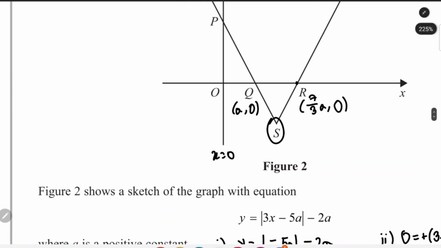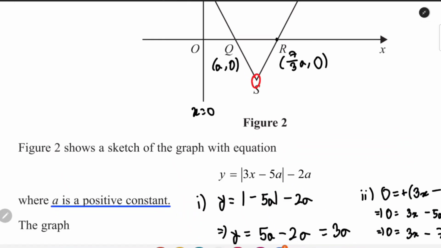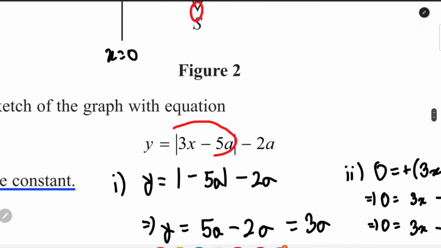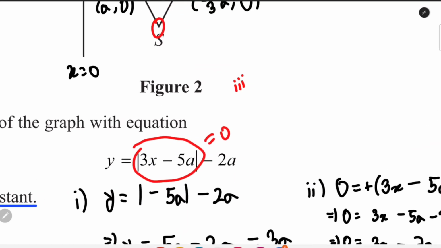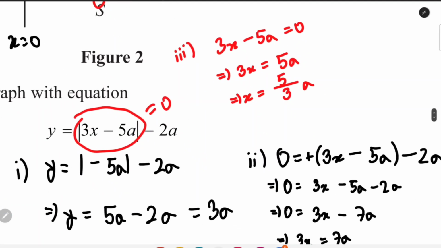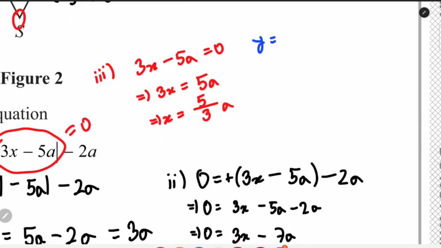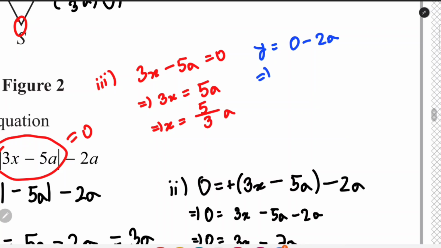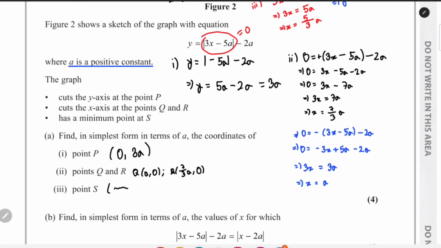Finally, we have to find point S, or the turning point over here. Now for any turning point, the modulus part must be equal to 0. So we have to solve 3x minus 5a equal to 0. Here we'll have 3x equals 5a, x will be equal to 5 by 3a. Now this is the x coordinate. We have to find the y coordinate as well. The y coordinate for this will be 0 minus twice a, so y is minus twice a. So we have point S, which is 5 by 3a comma minus twice a.